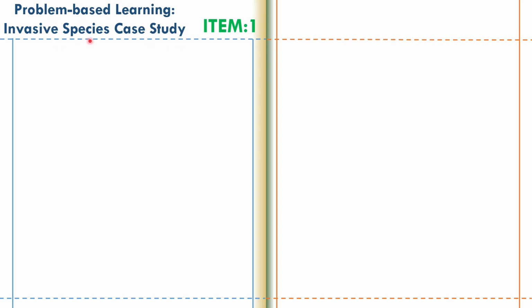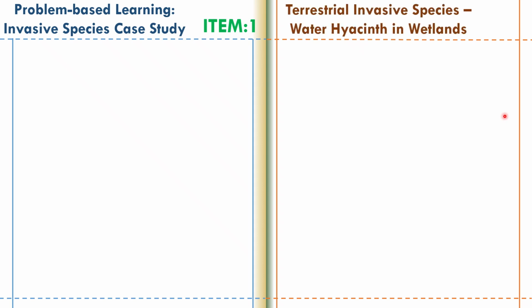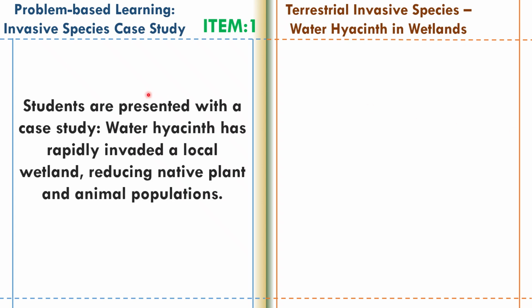Problem-based learning, invasive species case study, item 1. Let's look at terrestrial invasive species. We shall look at water hyacinth in wetlands. Students are presented with a case study. Water hyacinth has rapidly invaded a local wetland, reducing native plant and animal populations.